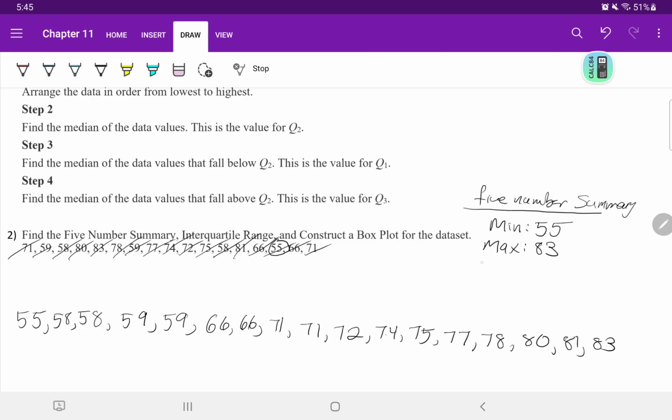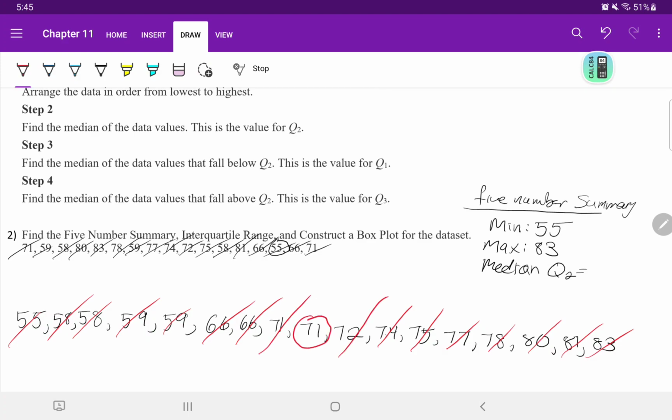So now let's find our median, which we can call quartile 2. So we cross off the ends until we reach the middle value. So it'll be 55 or 83. Continue that process. The median is going to be 71. I want to put that in red. The middle value of my data set is 71.